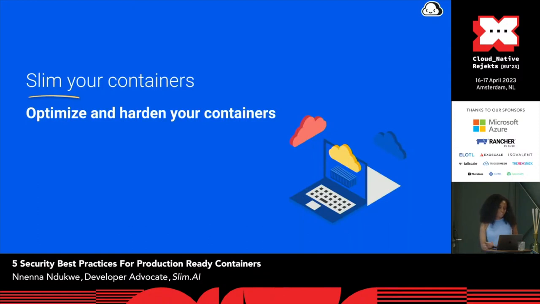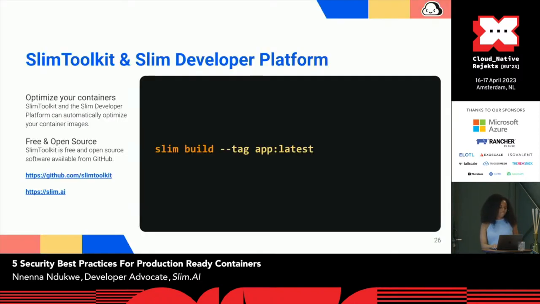And the answer is optimizing and hardening your containers. When we slim our containers, then we'll get a better idea of which image will be our best case for using that for our Flask app. So we're going to use Slim Toolkit and the Slim Developer Platform in order to harden our container images.